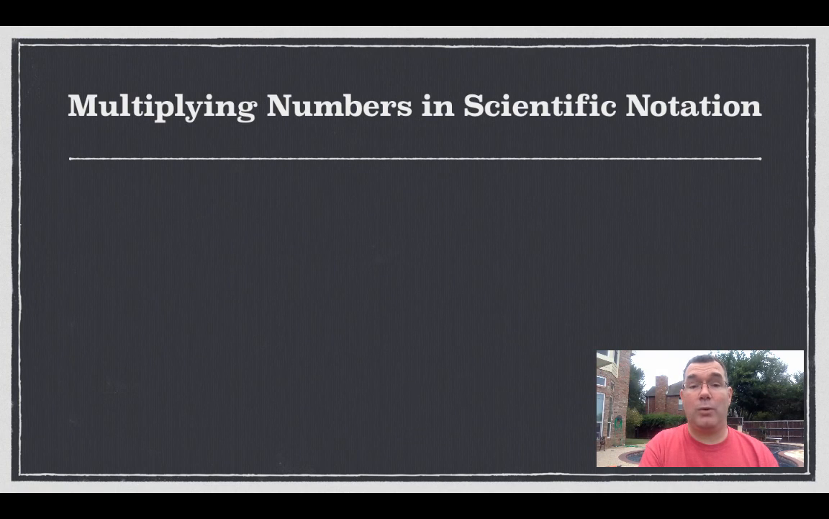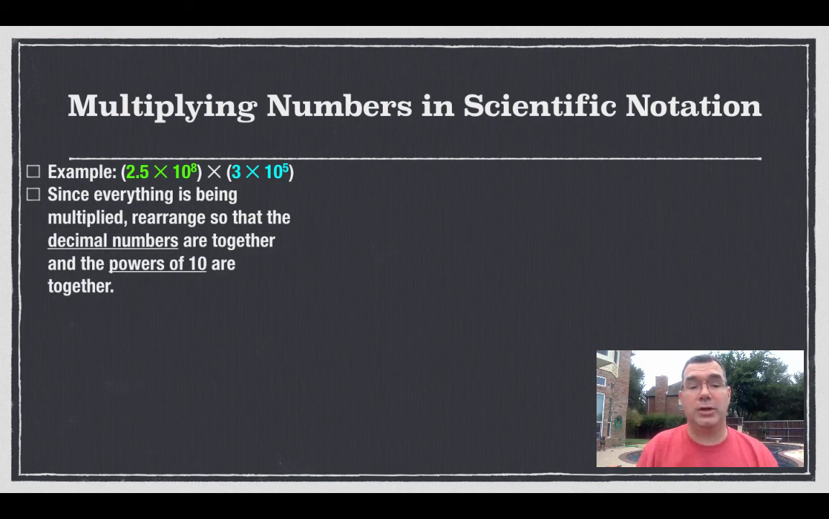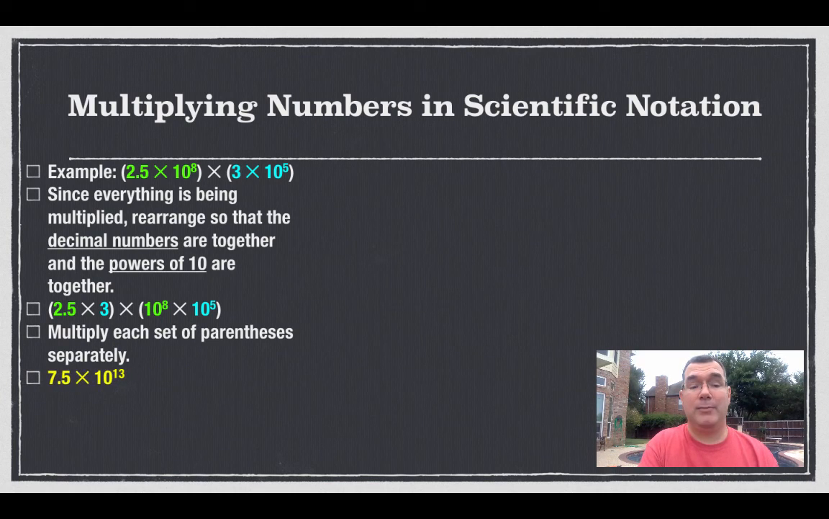So now let's look at what we would have to do if we were multiplying two numbers that were both in scientific notation, like 2.5 times 10 to the 8 times 3 times 10 to the 5th. Okay, well, what I'm going to do is group those parts of those numbers together. I'm going to put the decimal parts together in one set of parentheses and the exponents of 10 together in another set of parentheses. So I've got 2.5 times 3 in one set and 10 to the 8 times 10 to the 5 in the other set. And I'll multiply them separately. So 2.5 times 3 is 7.5, and 10 to the 8 times 10 to the 5 is 10 to the 8 plus 5, which is 10 to the 13.